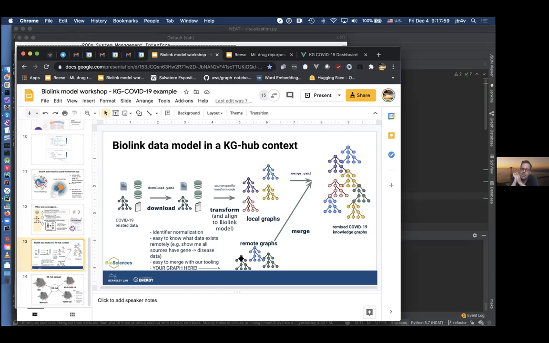So if you go looking for gene to disease data, it's not trivial to do. You have to do that in a kind of deliberate way, but the more KG projects we have aligned to the KG Hub, the easier it is to just find, for example, all the gene to disease data, and so on and so forth. And all the tooling we have makes it dead easy to merge and mix and match.